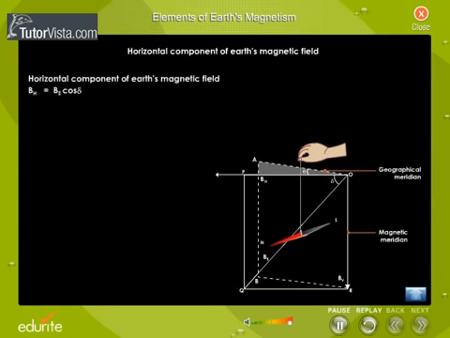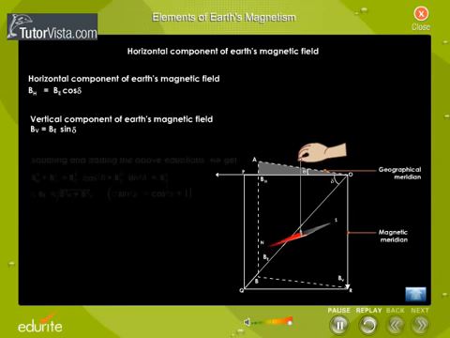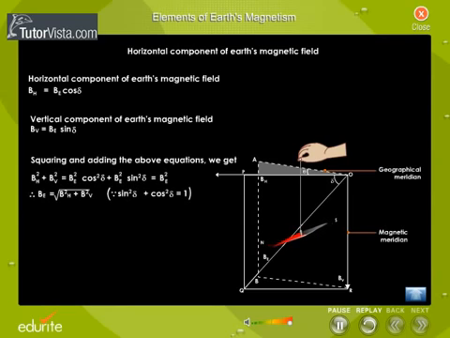From the figure, we know that horizontal component of Earth's magnetic field, BH, is equal to BE cos delta. Vertical component of Earth's magnetic field, BV, is equal to BE sin delta. Squaring and adding equations, we get BH square plus BV square is equal to BE square cos square delta plus BE square sin square delta. That is equal to BE square. Therefore, BE is equal to root of BH square plus BV square, because sine square delta plus cos square delta is equal to 1.